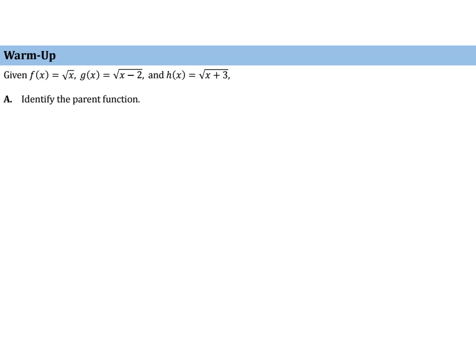Now, the first thing that we are told to do is identify the parent function. So the parent function is the one from the library of functions. So that would be the square root function, right? Square root of x. Now the question is, what does the minus 2 do to the graph, and what does the plus 3 do to the graph?